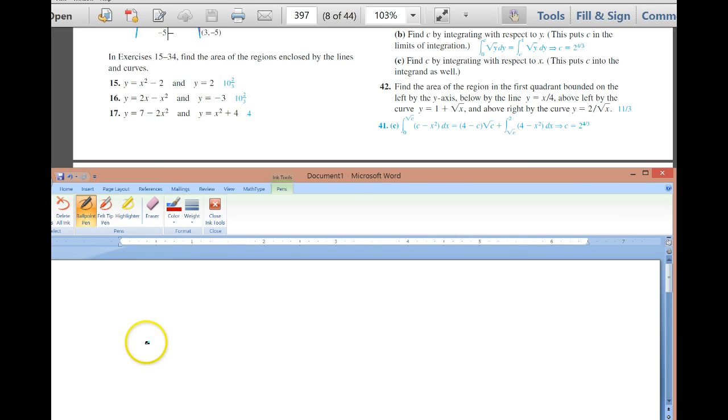All right, 15. So this time we have the curves.